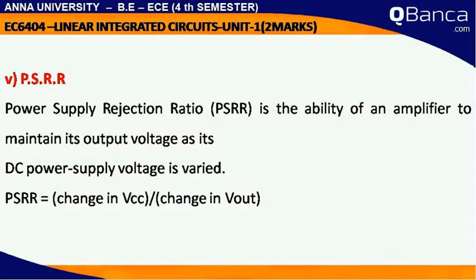PSRR. Power supply rejection ratio is the ability of an amplifier to maintain its output voltage as its DC power supply voltages vary. PSRR is equal to change in VCC by change in Vout.